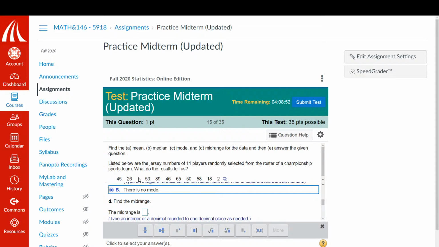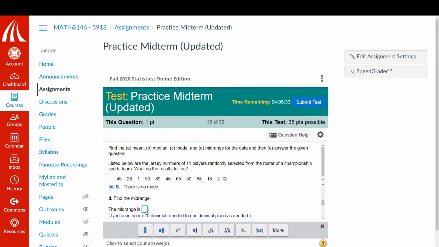Now the mid-range is the difference between the highest and the lowest divided by 2. So it's the range, but then half of the range. So the high is 89, the low is 1. If I subtract them, I get 88. And if I divide that by 2, I get 44.